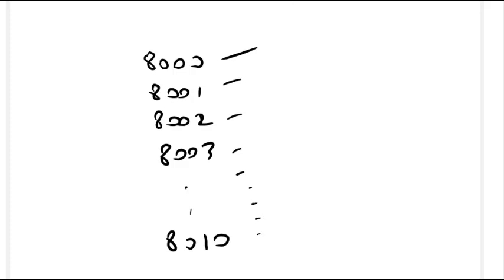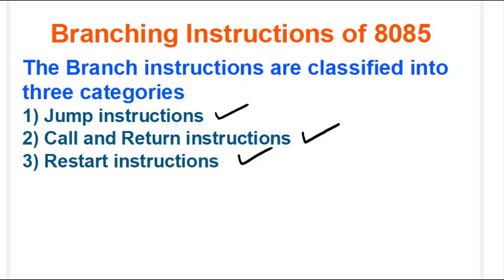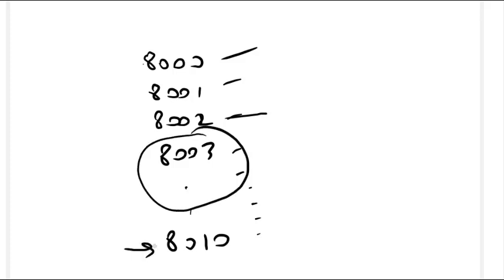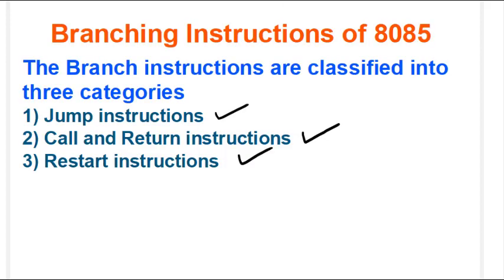But using these branching instructions we can change the sequence. That is, it can jump from anywhere. We can even jump from 8002, skip all these instructions and directly come to 8010. Or it might even go from 8003 back to 8000. So we can change the sequence of execution of instructions. These are the three categories of branching instructions: jump instructions, call and return instructions, and finally the restart instructions. Today we will be doing the various types of jump instructions.